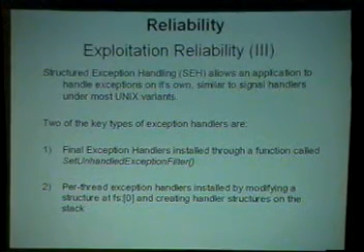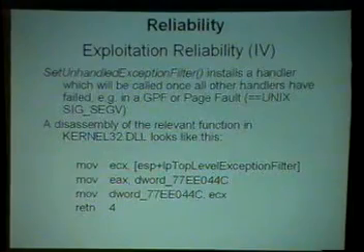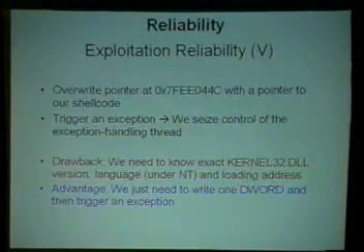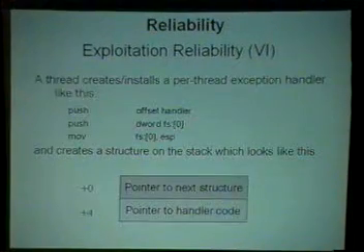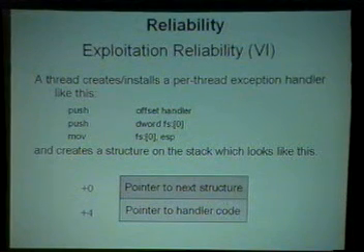The second kind of exception handlers which can be installed are per-thread exception handlers. Every thread can install its own exception handler by manipulating a structure. This is all not very interesting. By manipulating the structure at fs:0, the thread environment block, which is not really well documented by NT, but the Wine project has done a very good job at documenting it.